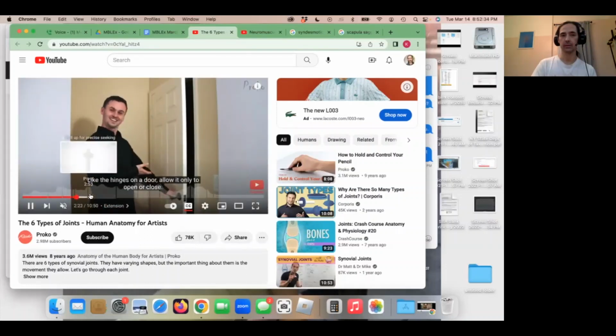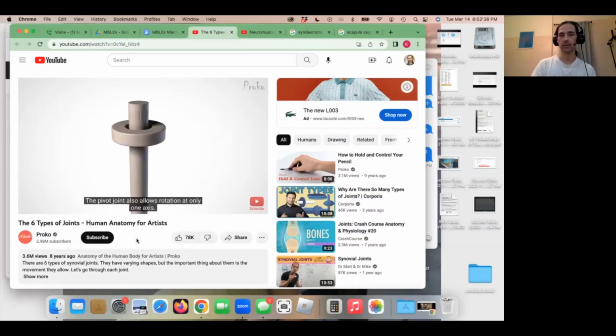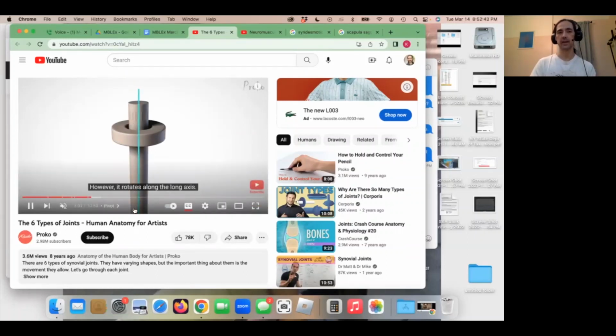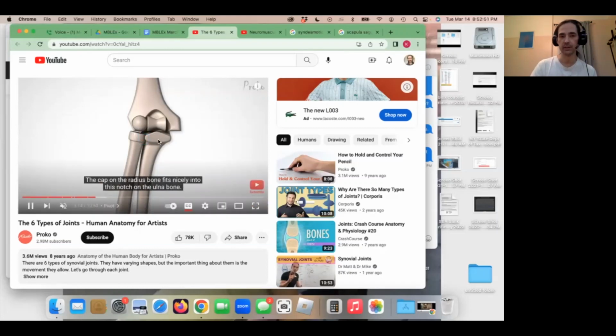Oh, here we go. This is the pivot joint I was talking about. So the pivot joint has rotation along one axis. This is the axis right there. I like how they draw it. It makes it really clear if you want to quickly get what an axis is. So here's the radius and here's the ulna.